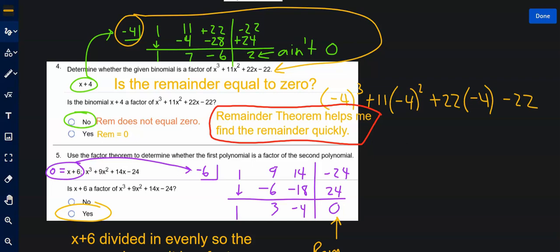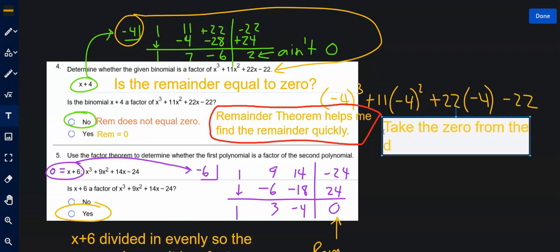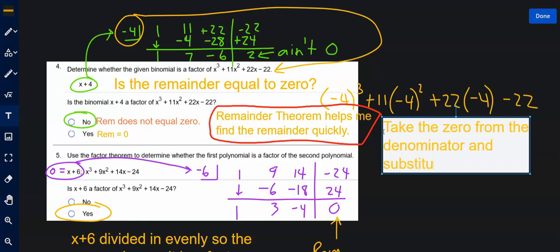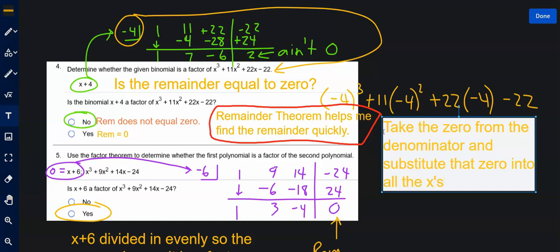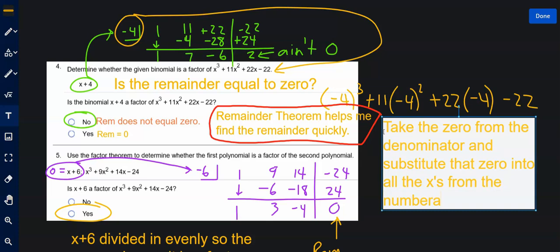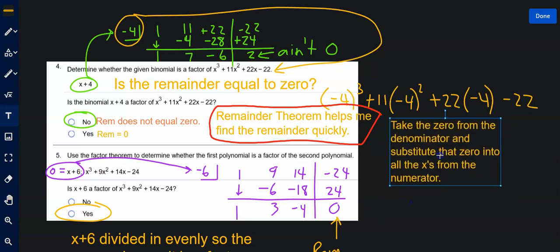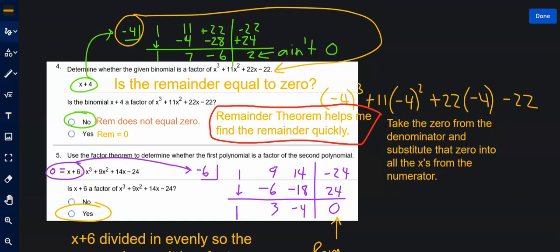What does it tell me to do? Take the 0 from the denominator and substitute that 0 into all the x's from the numerator. So you can see that I took the negative 4, which was what we had in x plus 4, and I went to the binomial and I plugged it in for every single x value that we have here.